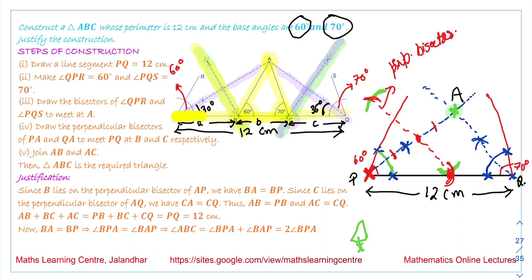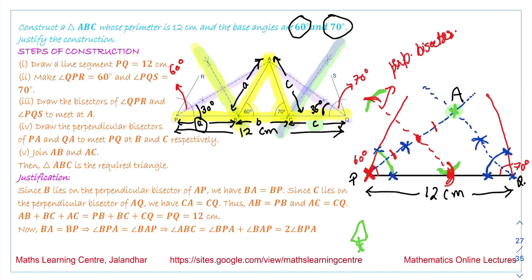It means this length PB and this length AB, both these lengths, are equal. So if this length is A, it means this BA length is also A. If this length is C, then this length over here is also C, because the distance of this point CQ and the distance of this point CA, both these two are equal.